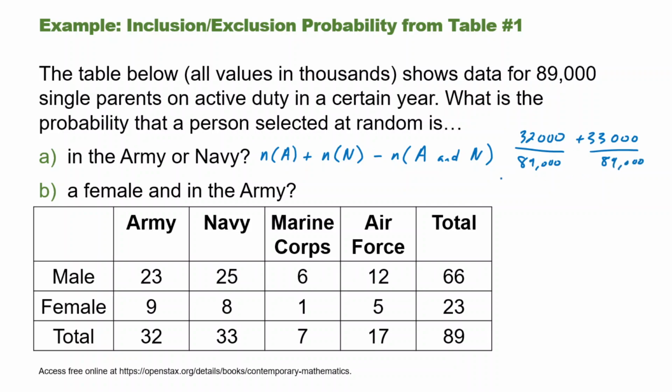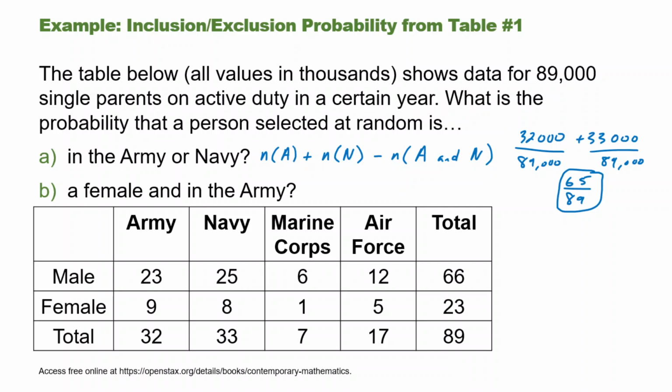So 32,000 divided by 89,000, which I'm just going to calculate as 32 divided by 89, plus 33 divided by 89, as a fraction that is 65 divided by 89. And again, if those were not mutually exclusive and we had an OR, we could then use the inclusion-exclusion principle.